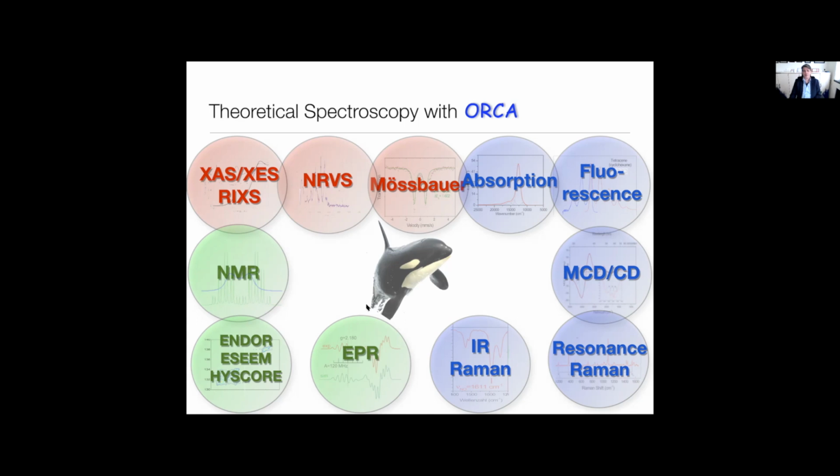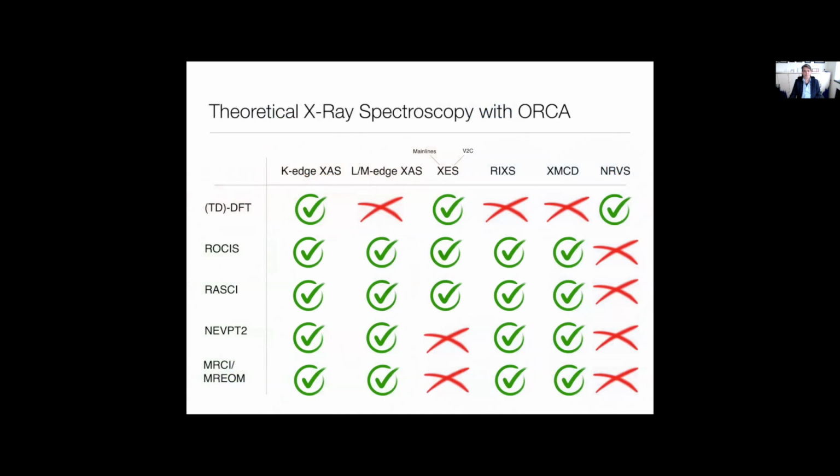So even if you have other experimental data that you're interested in, chances you can calculate these spectra with ORCA are relatively high. Now, turning to the theoretical X-ray spectroscopy with ORCA. So here is kind of an availability chart that shows you what methods can be used for what spectroscopic properties.